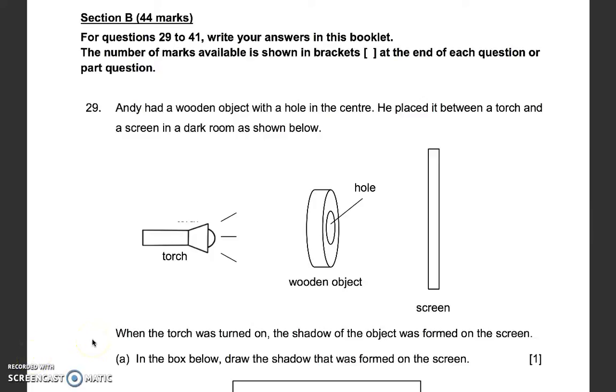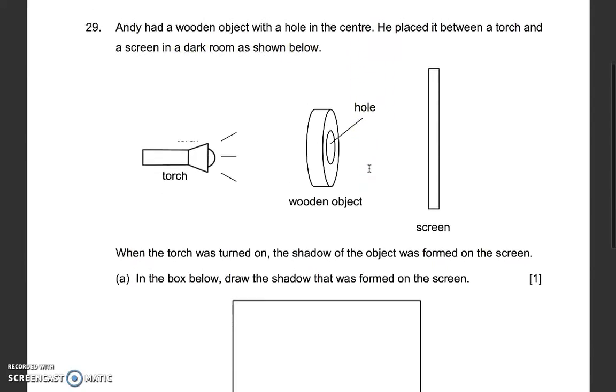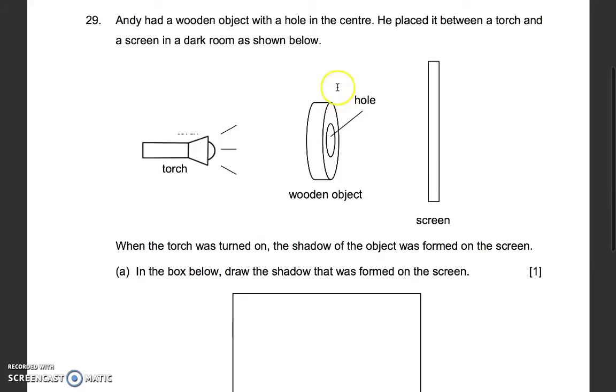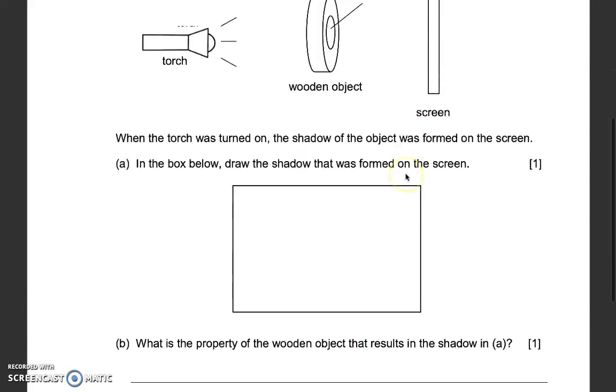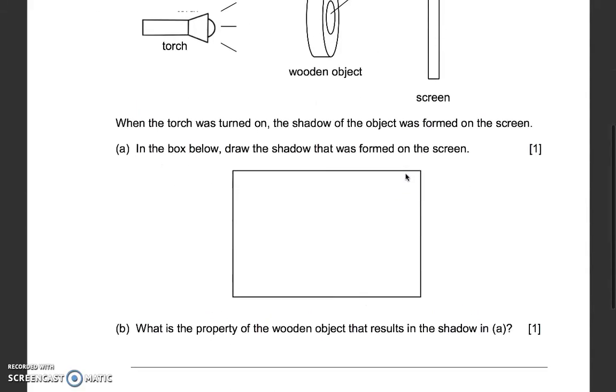Now we'll begin with booklet B. So the first question, Andy has a wooden object with a hole in the center. He placed it between a torch and a screen in the dark room as shown below. So if we look at this diagram here, you have a torch, a wooden object with a hole in the middle, and a screen. So when the torch was turned on, a shadow of the object is formed on the screen, and over here you're asked to draw the shadow that is formed.